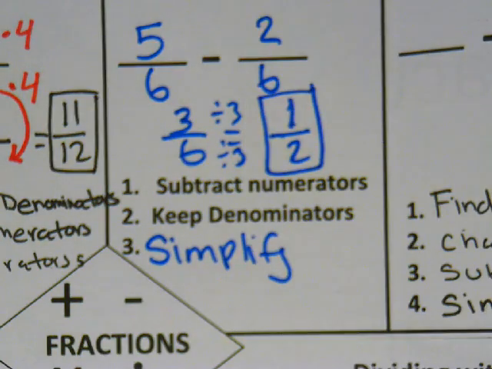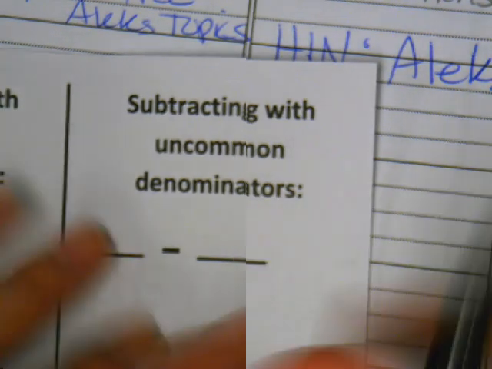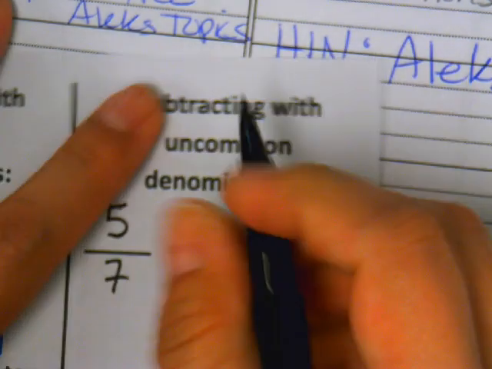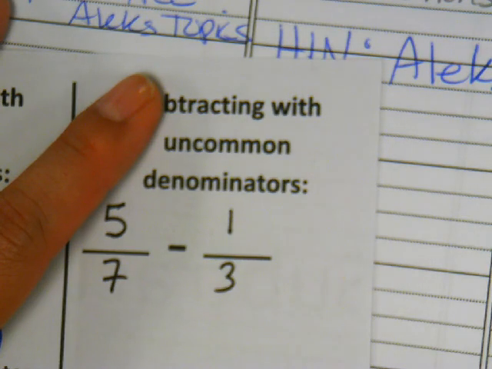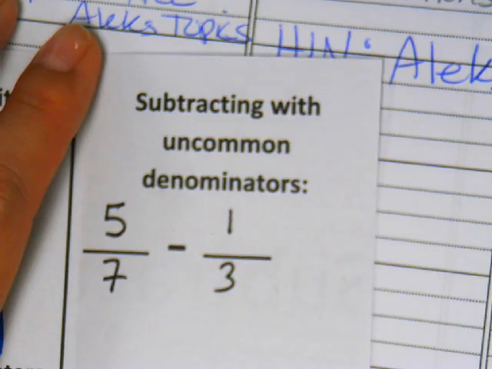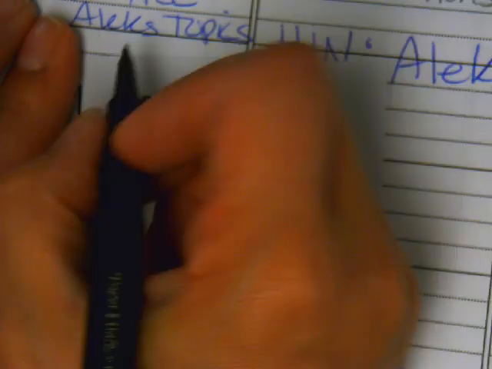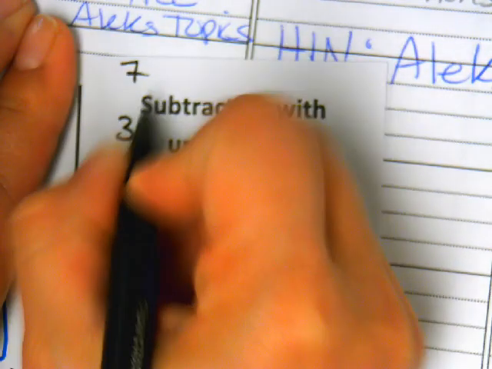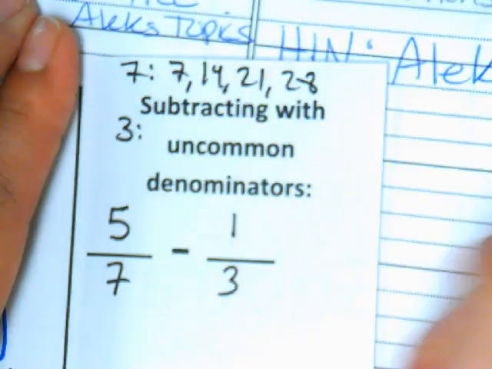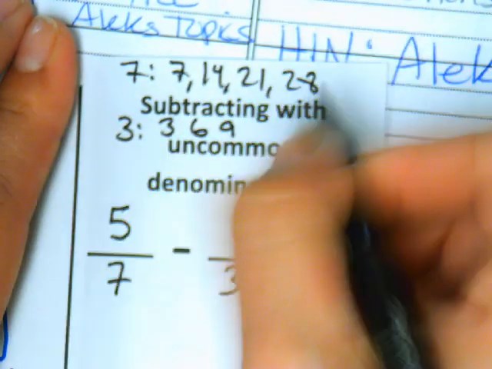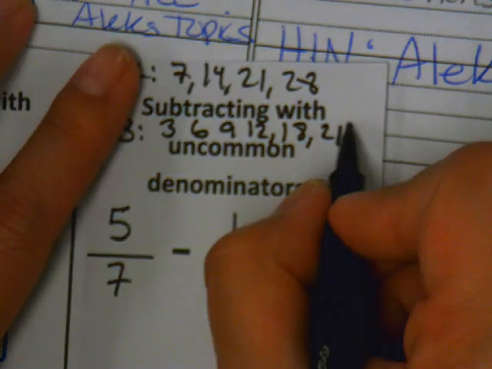All right, let's do the next one. Do they have the same number at the bottom? No. So what you do is you look at your times table and you go, okay, what do 7 and 3 have in common? 21. 7, 14, 21, 28. 3, 6, 9, 12, 18, 21. What do they have in common? I forgot the 15.